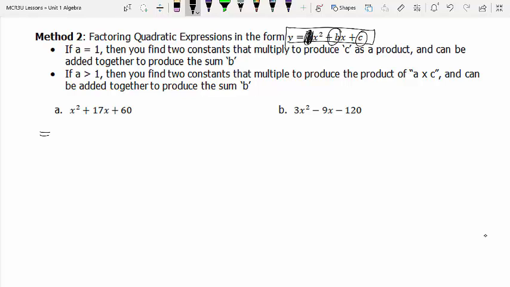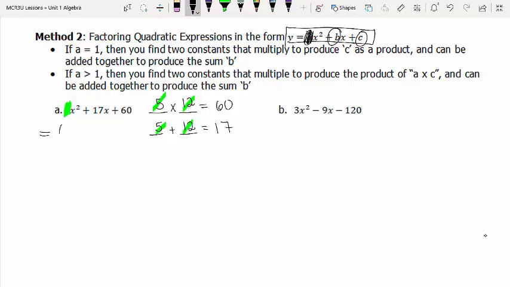I need two numbers that when you multiply them together, you get 60. And those same two numbers, when you add them together, you get 17. What are the two numbers? You're going to realize it's 5 and 12, because 5 times 12 is 60, and 5 plus 12 is 17. Now, because this is an example where a is 1, we can take that shortcut. Our two magic numbers automatically become the factors.